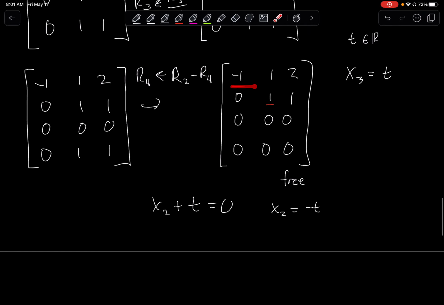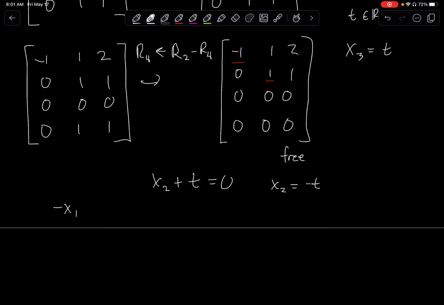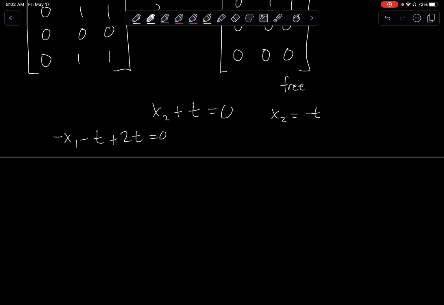Let's work with our top equation and see what we get. It looks like I have negative x1 plus x2. What is x2? It's negative t. Then I'm adding 2 times x3. What's x3? It's t. So this is really plus 2t, equal to 0. I can combine these terms to get just t on this side, and I add this to the other side. I get that x1 is equal to t.